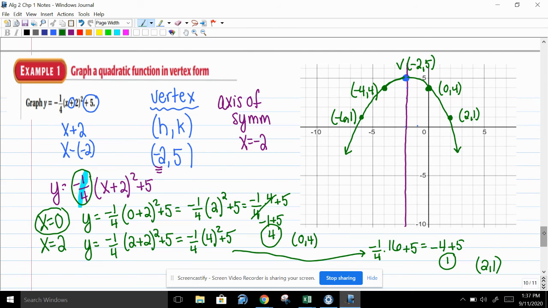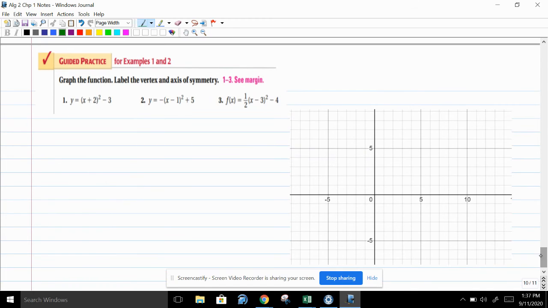I'm going to do one more for you. So if we go down here, I'm going to pick number 1. The vertex of number 1, again, is the most important thing. Well, actually, even before I find my vertex, look at the a value in the front. I have y equals, there's no a in front of the parentheses, so that's an invisible 1, (x plus 2) squared minus 3. So the a value is 1. It's positive, so it's going to go up, and it's exactly 1, so it's going to be just like our parent function. This isn't going to be any skinnier or wider than our normal parent function.